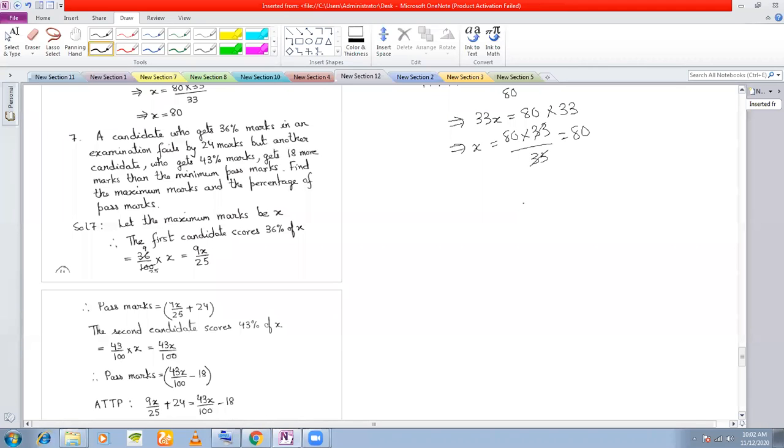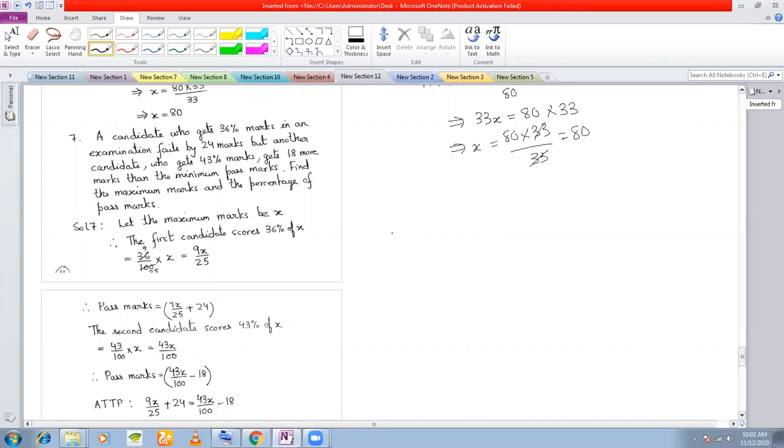And there is another candidate, another student in your class. He gets 43% of the total marks. Okay, and he gets 43%. He actually gets 18 more than the pass marks. Whatever was the pass marks, I don't know. We don't know what the pass mark is, but he got 18 more than the pass marks. The question here is find the maximum marks and the percentage of pass marks.